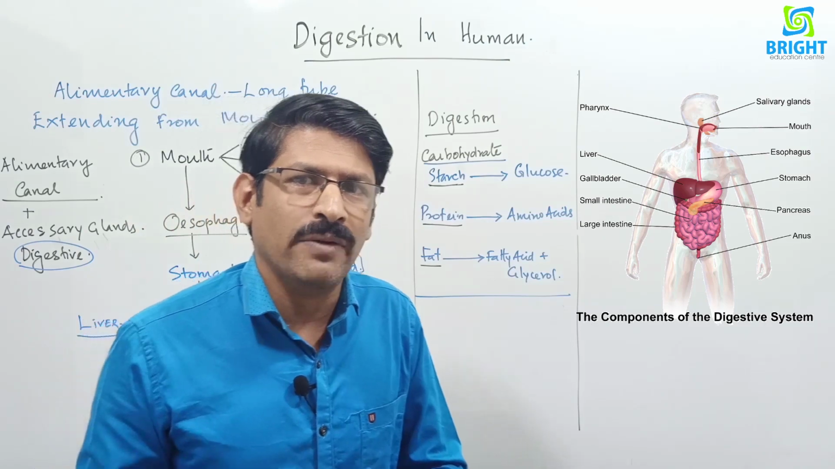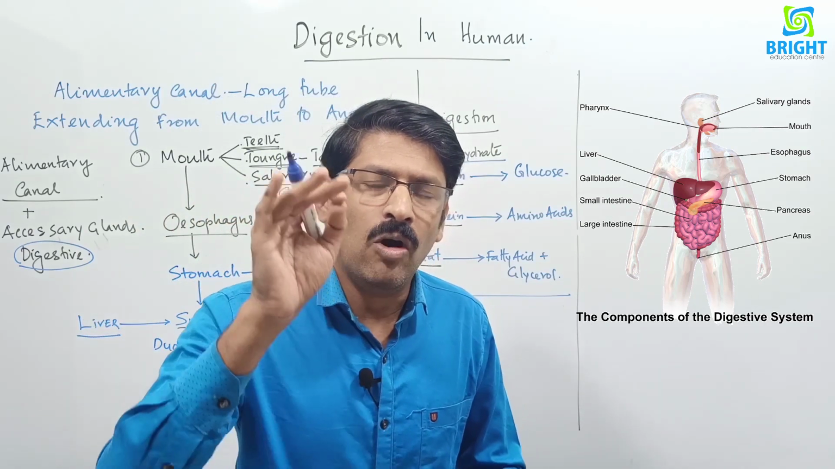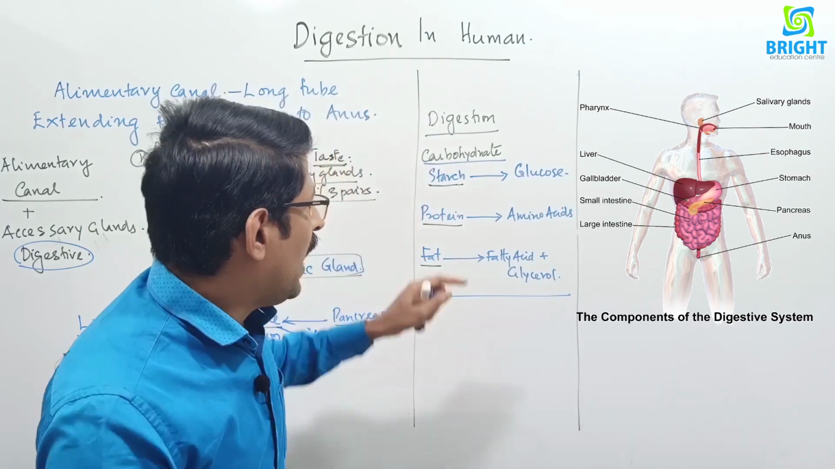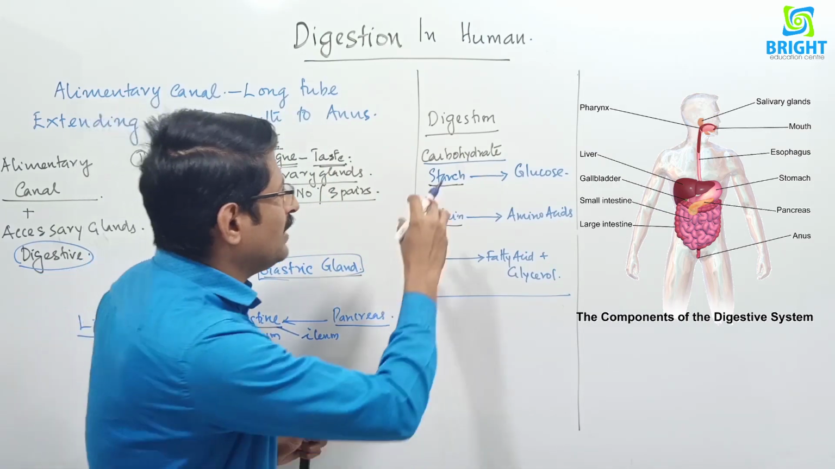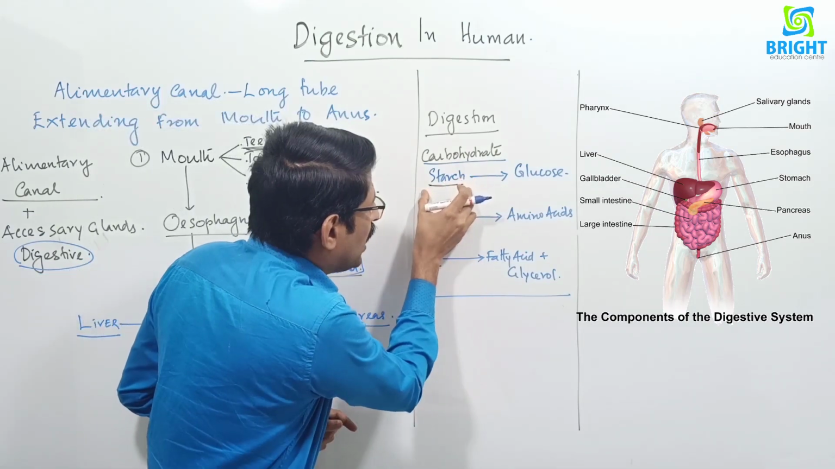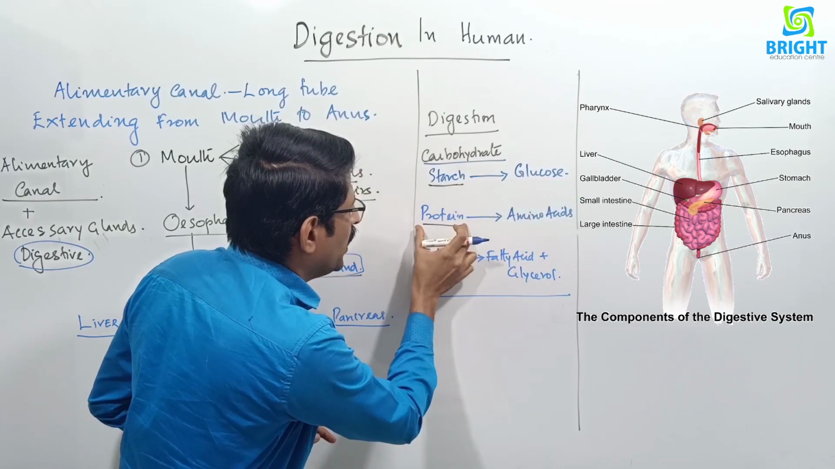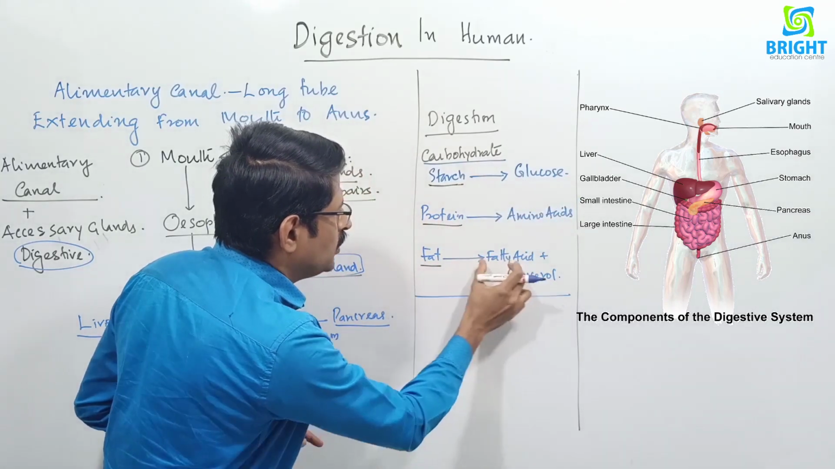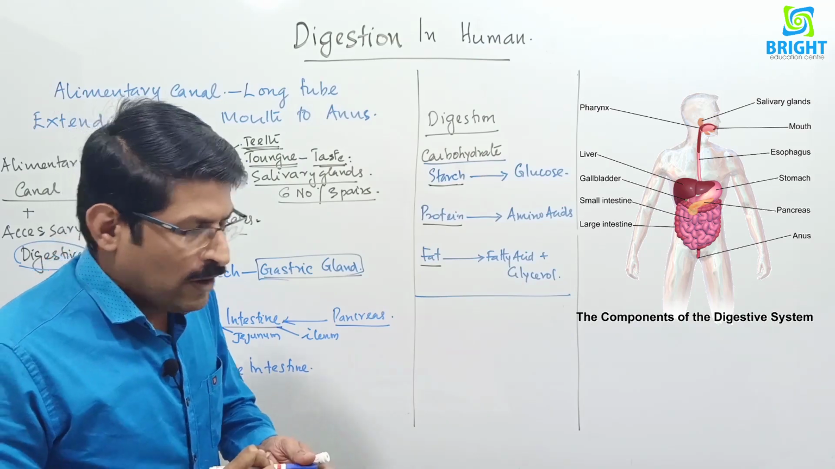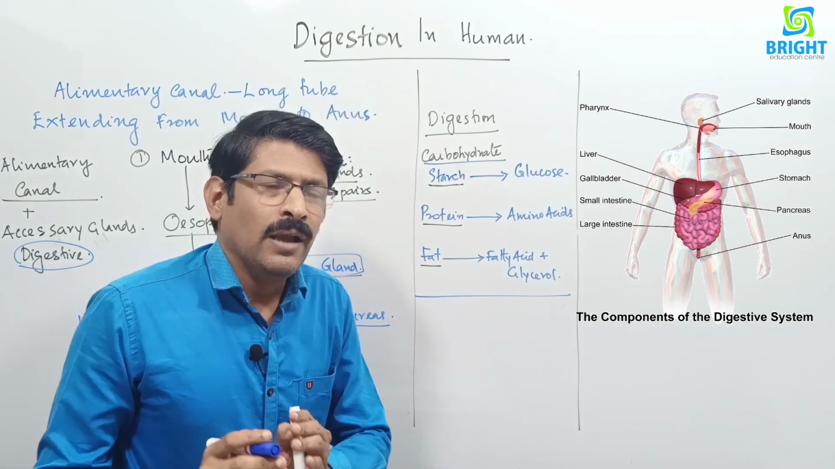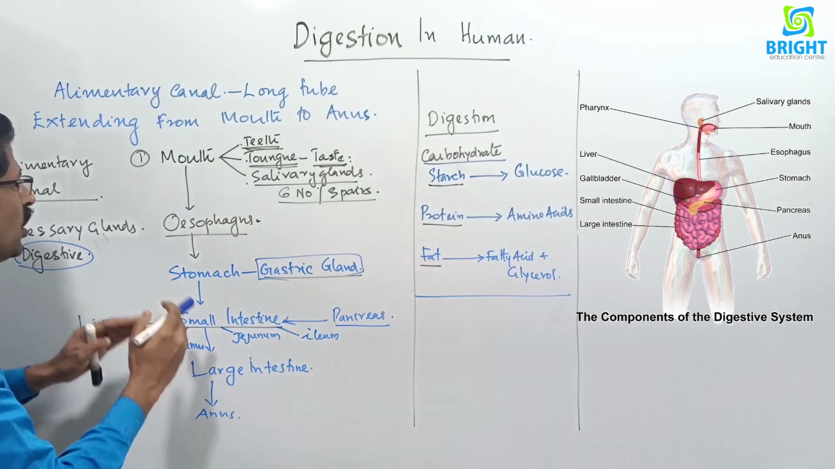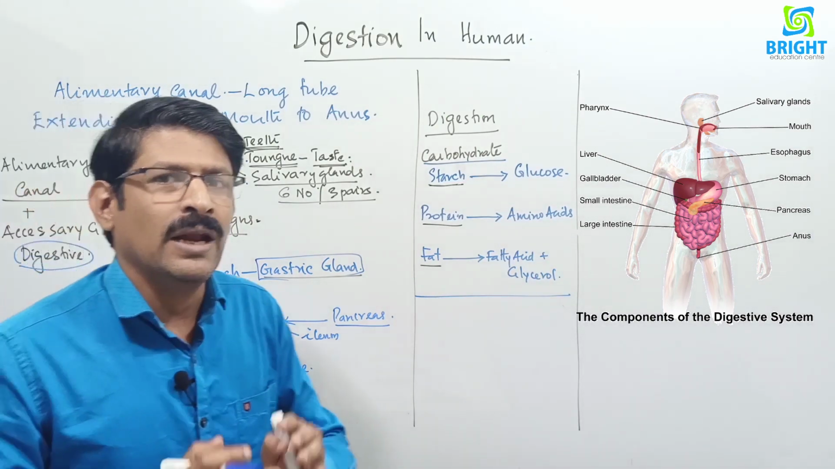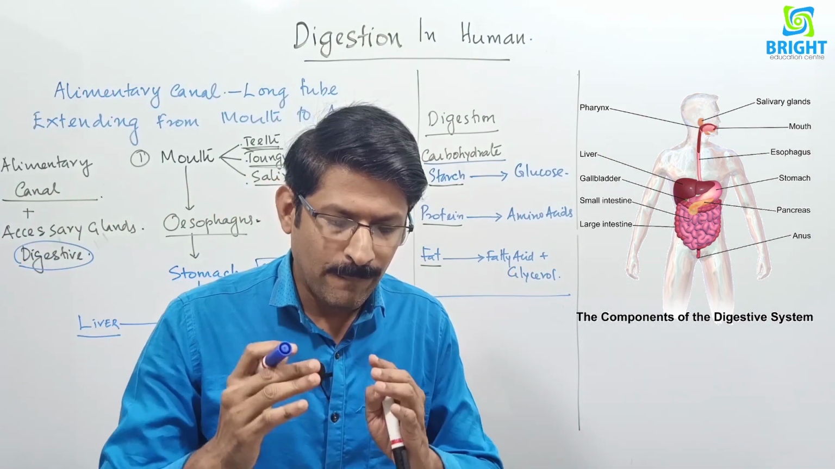The alimentary canal is associated with different digestive glands, and these glands secrete different enzymes that digest starch into glucose, protein into amino acids, and fat into fatty acids and glycerol. So next we can study the role of the different digestive glands and how digestion takes place in our body.